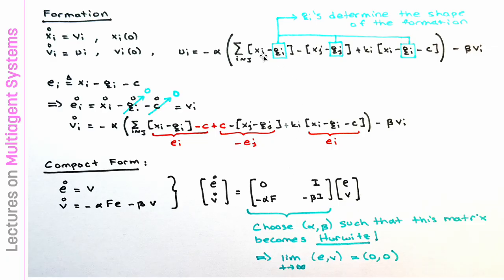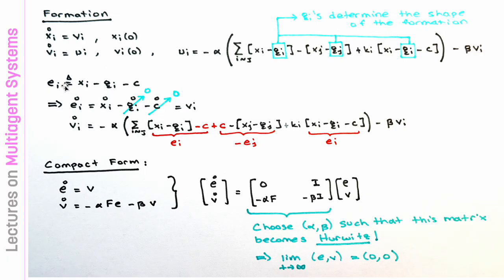So wherever I see x, I'm going to replace it with x minus c. So here, initially, this was x. I am going to insert xi minus ci. Instead of xj, I am inserting xj minus kcj. And here, instead of xi, I'm using xi minus kci. And these kci's, as we discussed before in the previous videos, determine the shape of the formation.